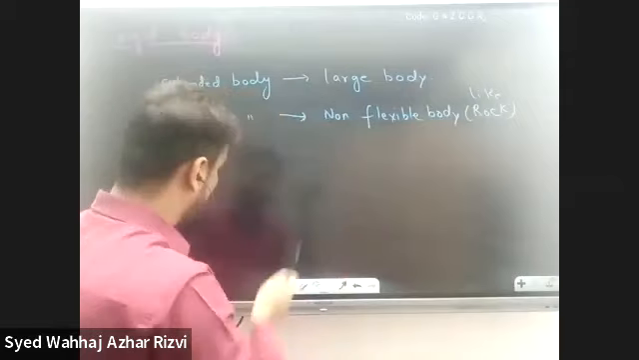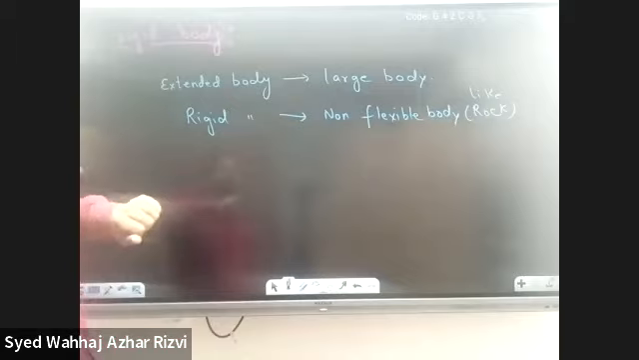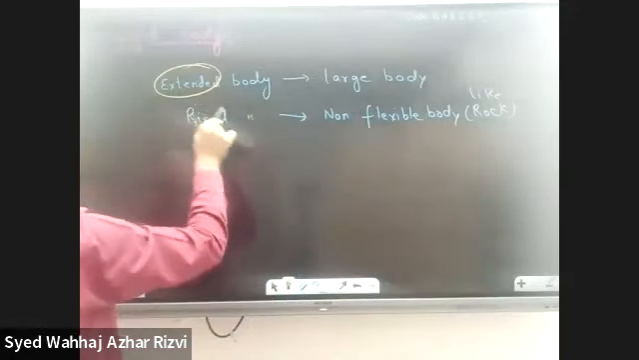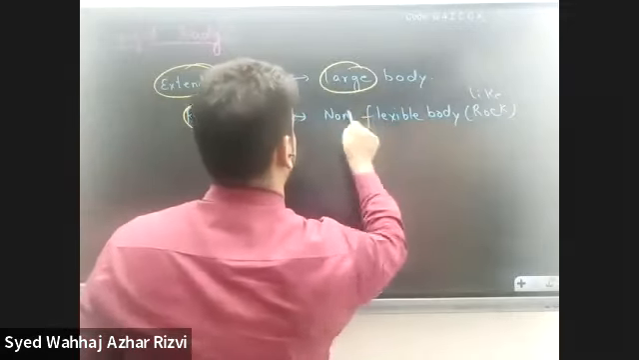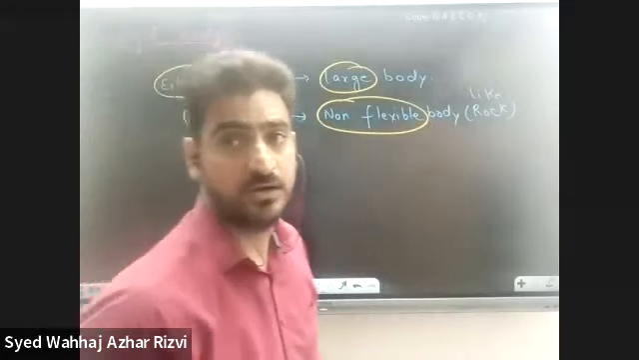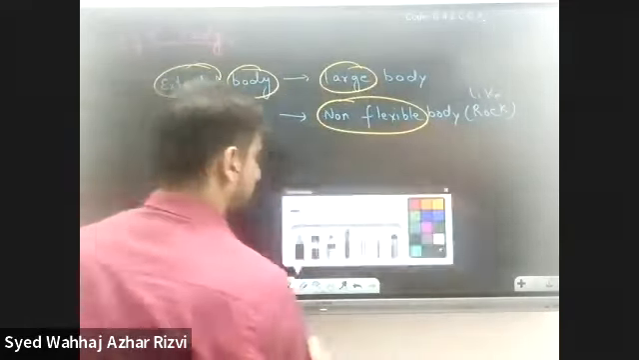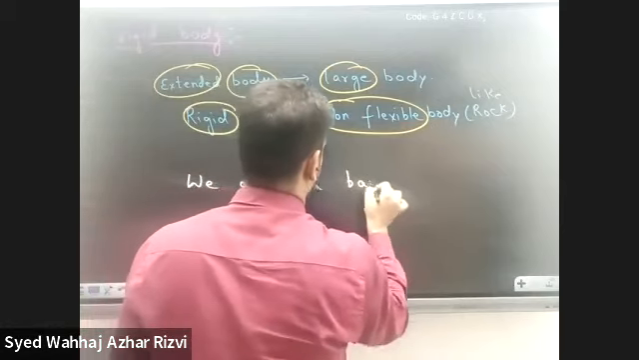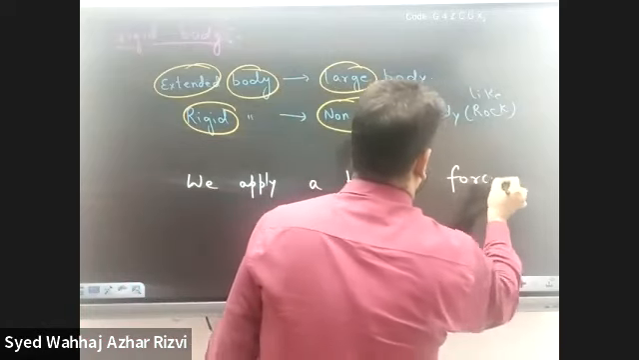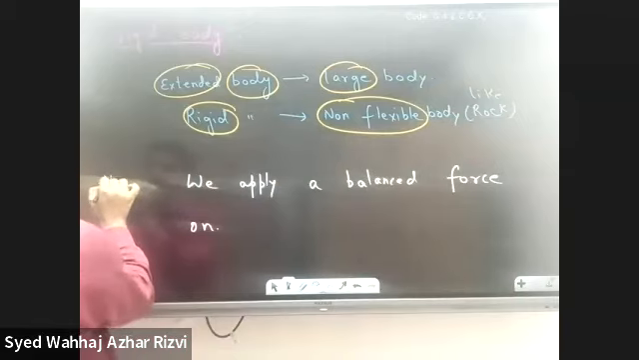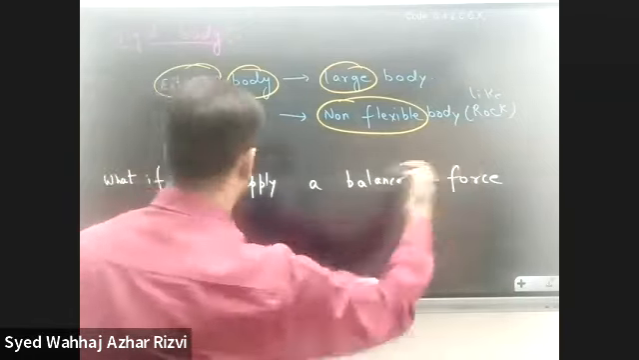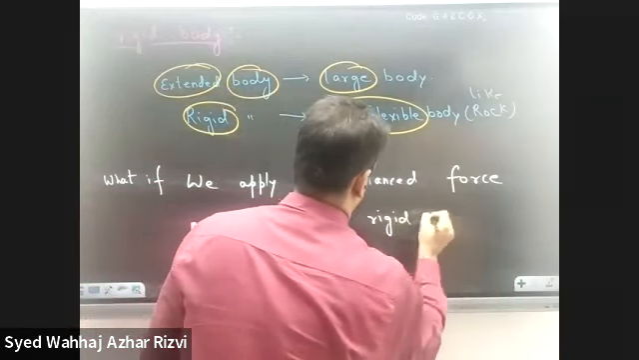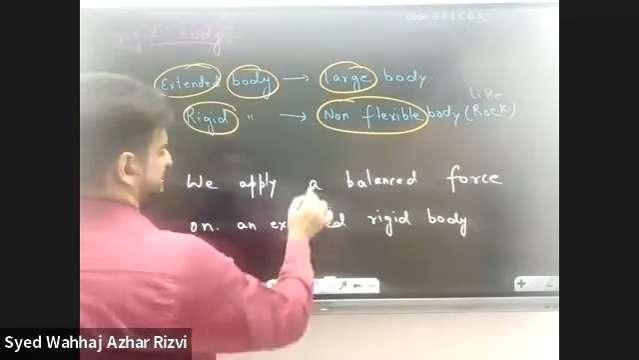So what would happen to an extended rigid body? An extended rigid body means a large non-flexible body, like a large rock or a log of wood. What would happen if we apply a balanced force on an extended rigid body? Let's assume.